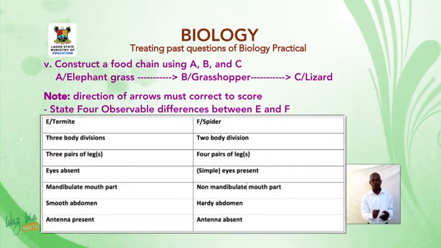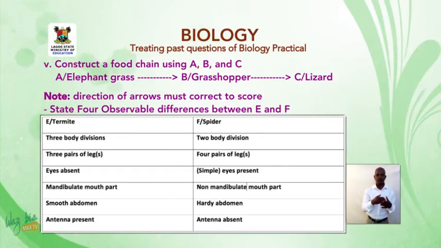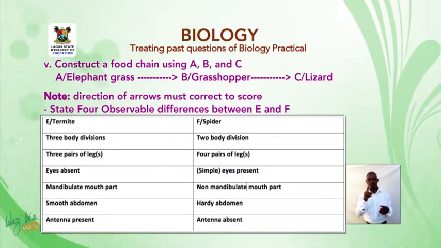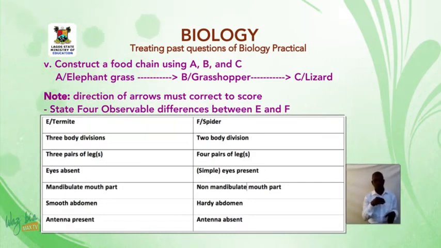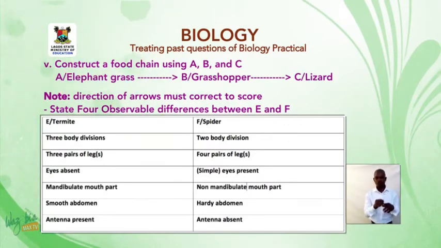Then another difference between them is termite has eyes absent in the termite, but simple eye present in the spider. Mandibulate mouthpart present in termite, no mandibulate mouthpart in spider. Smooth abdomen in termite, hairy abdomen in spider. Antenna present in termite, antenna absent in spider.